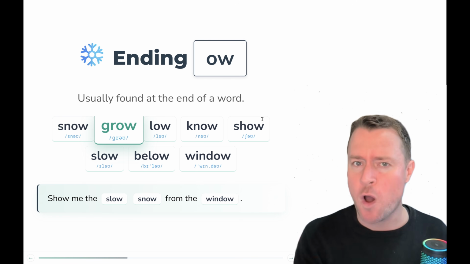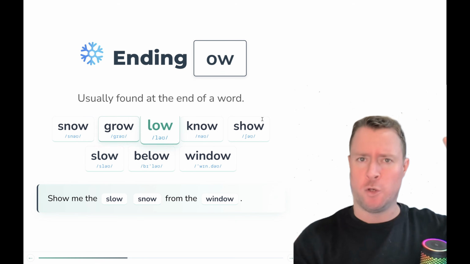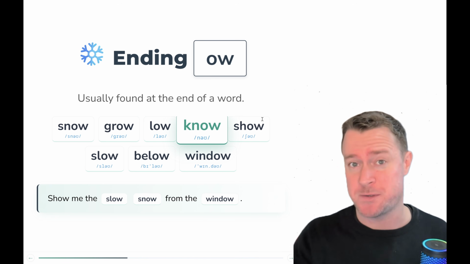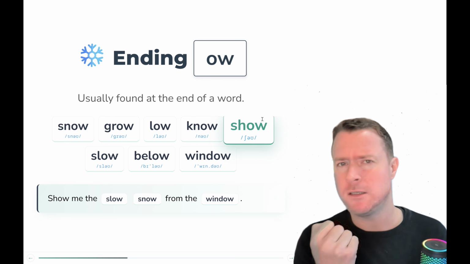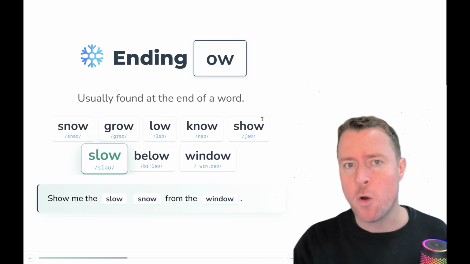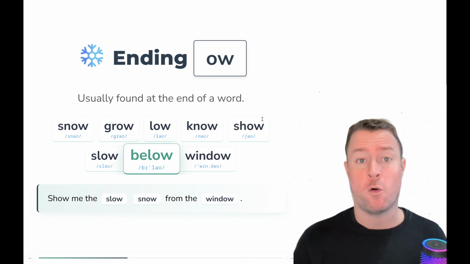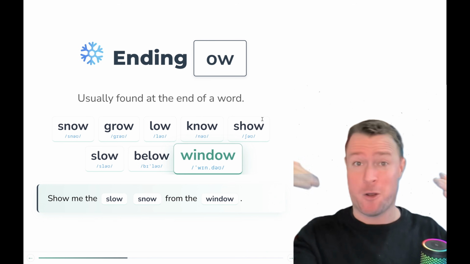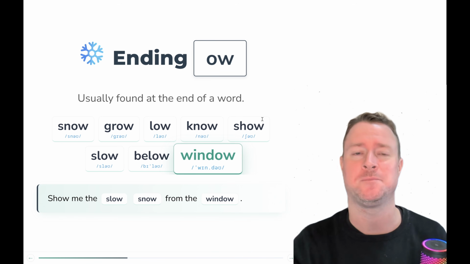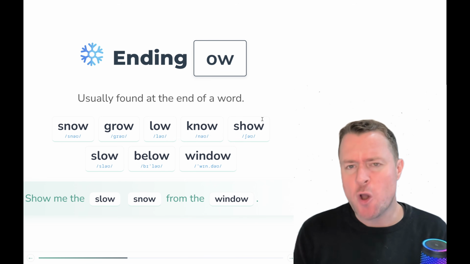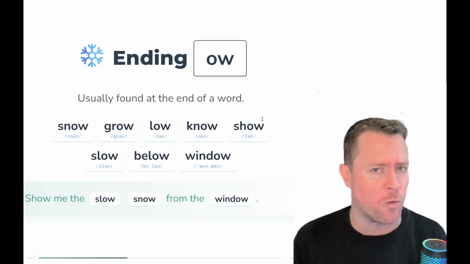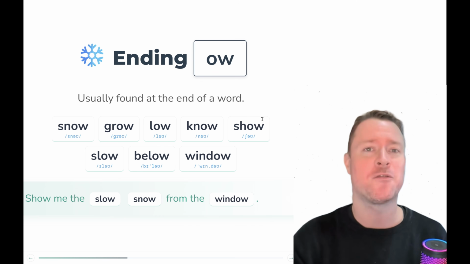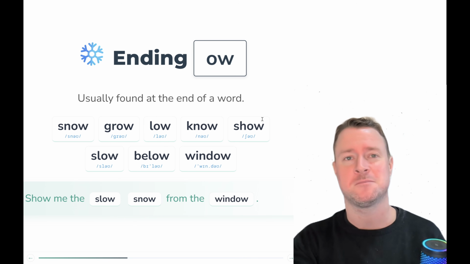Snow, grow, low, know. I know, you know, he knows. Show, slow, or below something. Window, below the window, for example. Let's try this one. Show me the slow snow from the window. Show me the slow snow from the window.